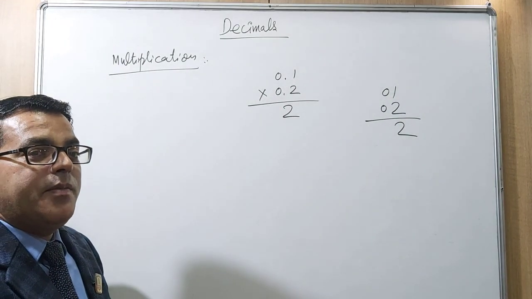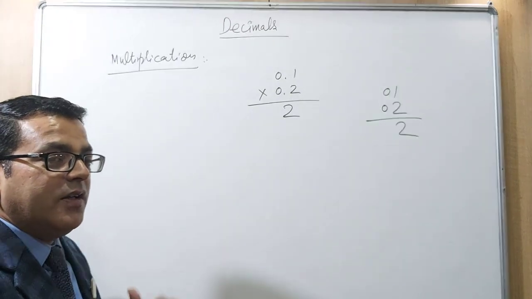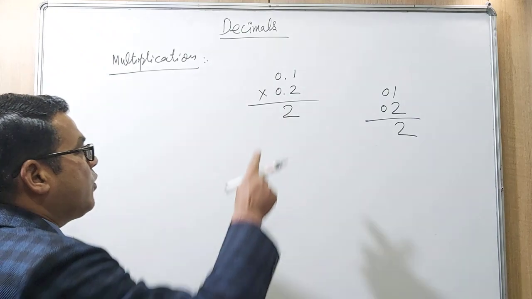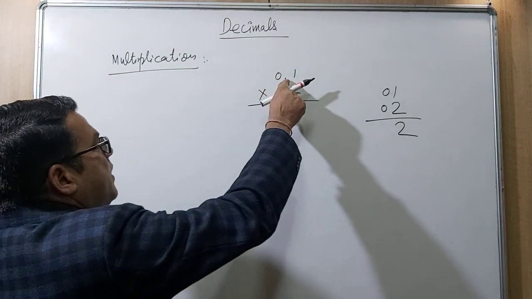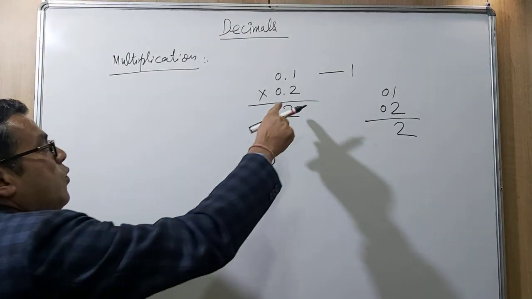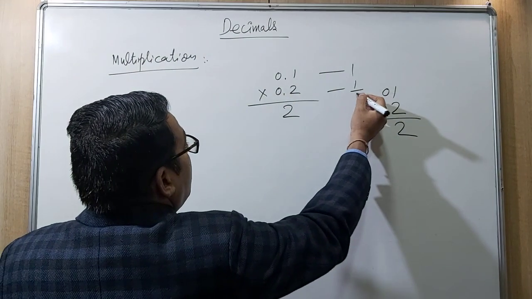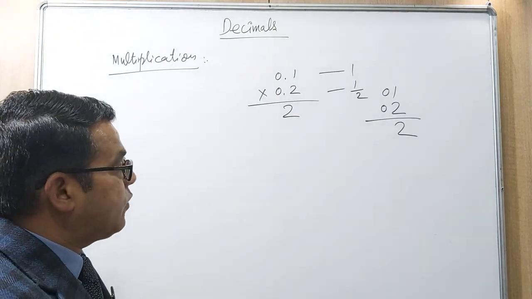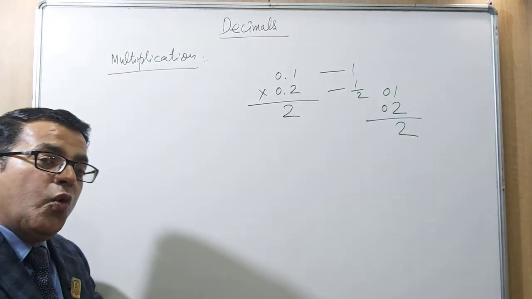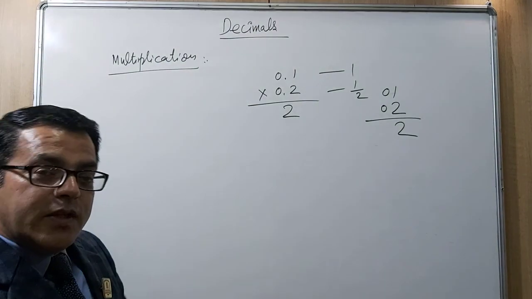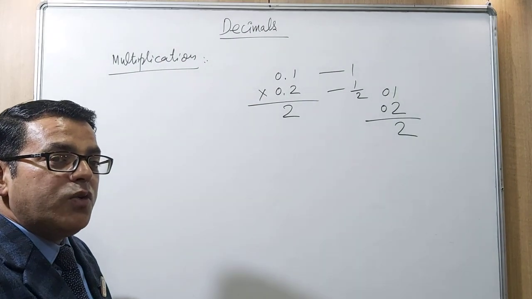So what is the method? We need to check how many decimal places are there in each number. In the first number, you can see here after the decimal point 1 place is there. Here also you can see 1 place is there. So in total, 2 places are there after the decimal point. So in our answer 2 places should be there. But here you can see we are getting only 1 place. So what to do now?